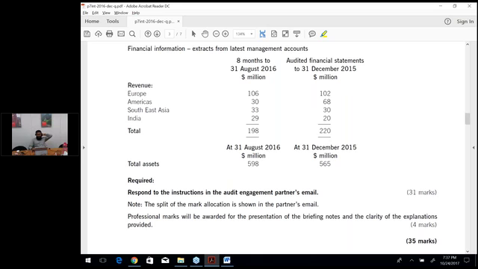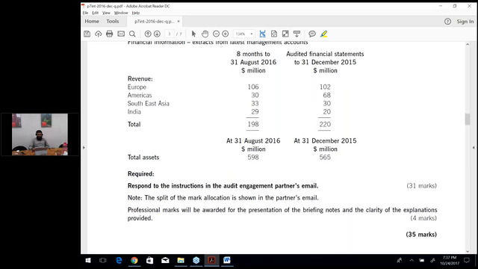If you see that the revenues are actually going down, whereas the assets are going up, especially there's a significant decline in Americas. That means that the assets in Americas are going to be an indication of impairment. So the risk is that impairment of assets of Americas are not tested for impairment. And what else? Is there any other risk?